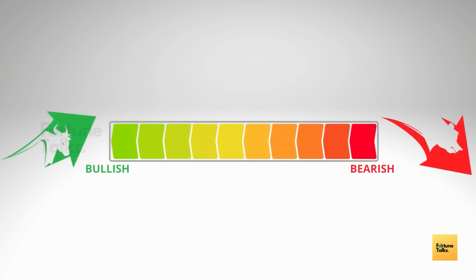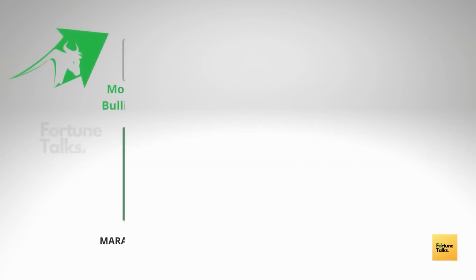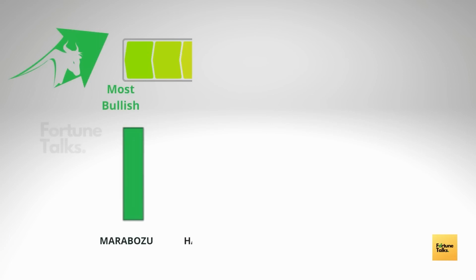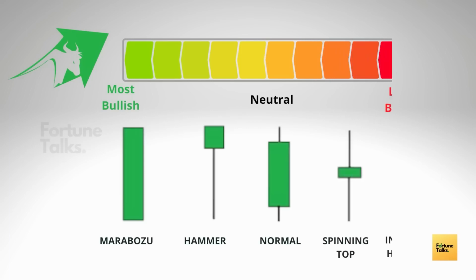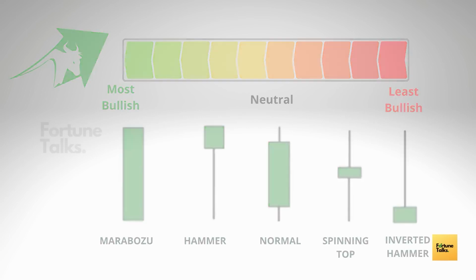Now let us arrange the candlesticks from strongest to weakest. So first of all, we'll consider the bullish candles and arrange them in the order of their strength. Moving on, let us arrange the bearish candlesticks in the order of their strength from strongest to weakest.